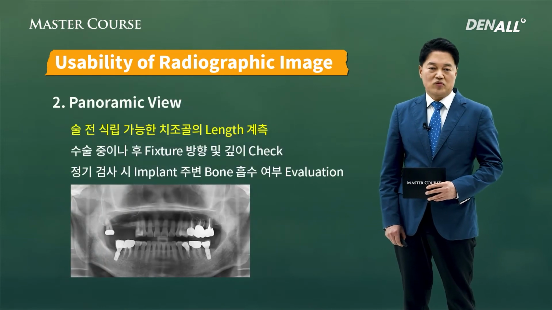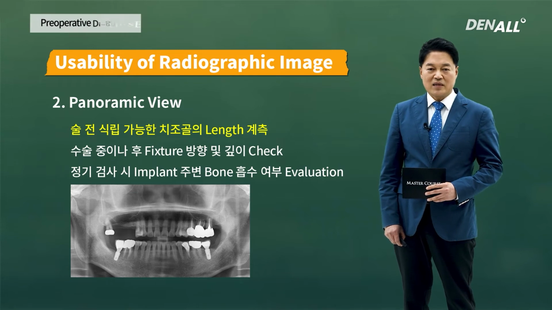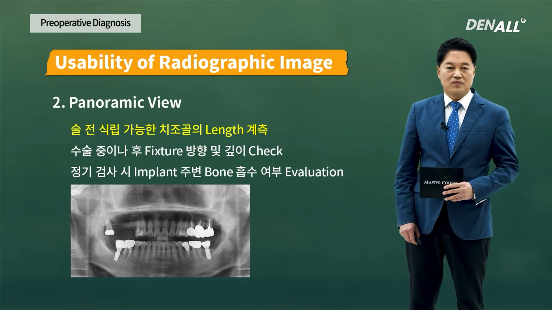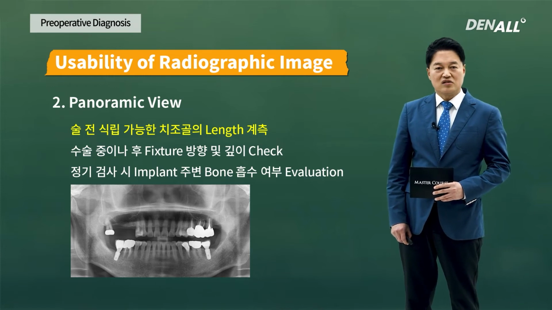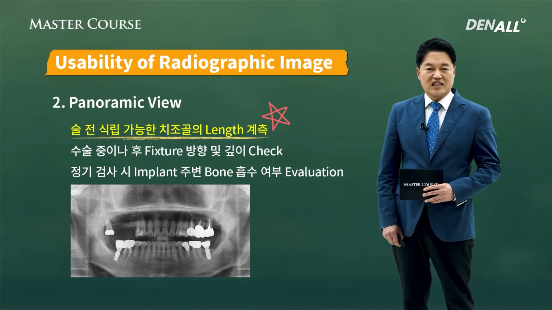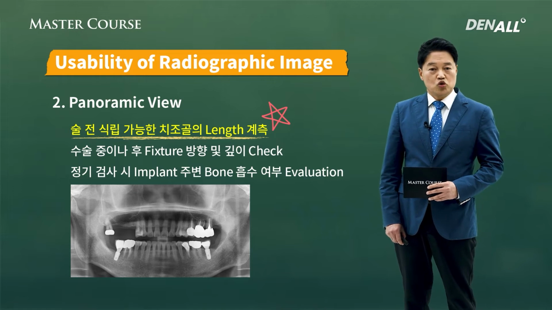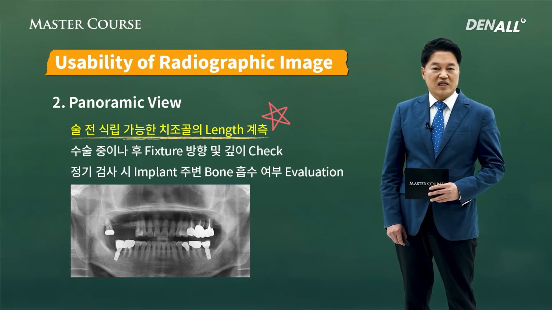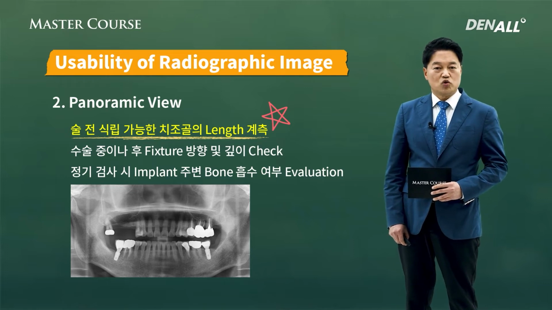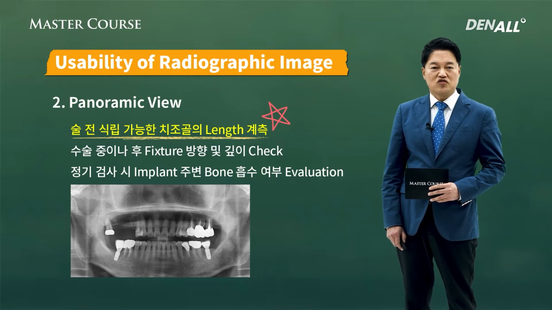Second, panoramic view. In general, when you plan implant placement, you take a panoramic view. The most useful usage is to evaluate the length of alveolar bone for implant placement before surgery. During and after surgery, you can also check fixture direction and depths. At regular checkup, you can also evaluate bone resorption around the implant. Panoramic view is used for these purposes.